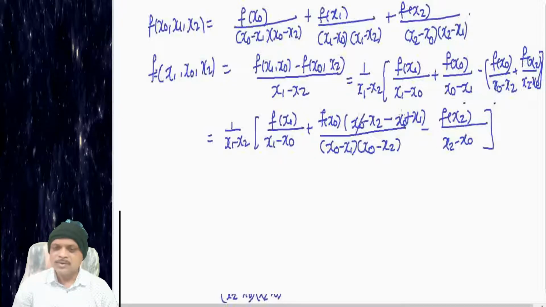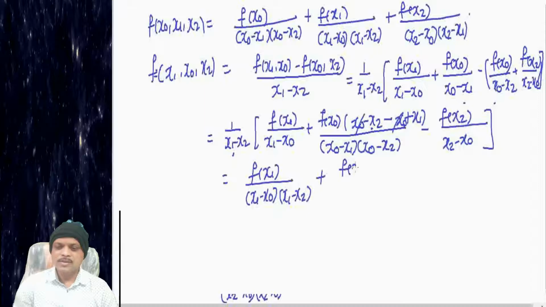So x0 gets cancelled, and we have x1 minus x2, this factor. So when we multiply by this factor, this will be cancelled, and we now have f of x1 divided by x1 minus x0 into x1 minus x2, plus f of x0 divided by x0 minus x1 into x0 minus x2.